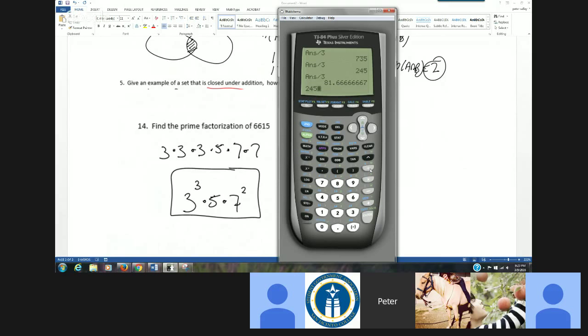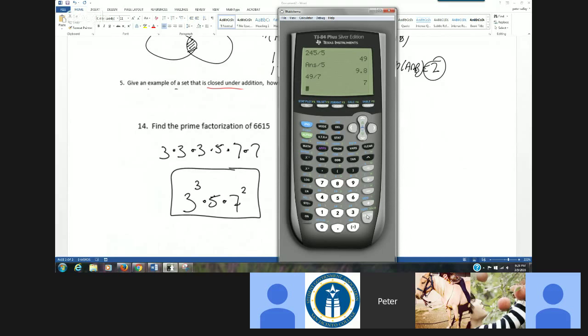Looking at 245, I can clearly see that 5 goes in, and I get 49. Now, if I forget and I don't recognize that 49 is 7 squared, when I try to divide a 5 in again, it's not going to work for me. So then I just go up to the next number and go, hey, what goes into 49? Well, 7 does.